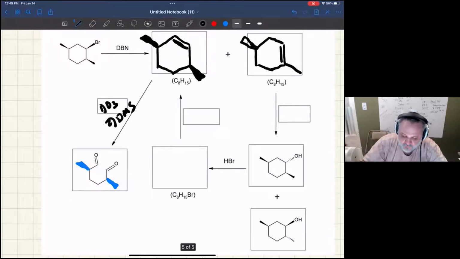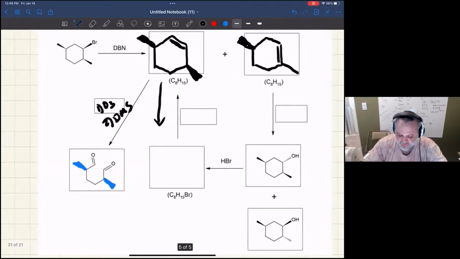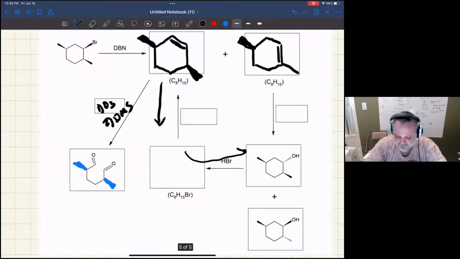Okay, so what's next? Well, I could go backwards this direction, but it seems like I would still need to be able to figure out that. And I certainly can. I can go any direction I want. I think I'm just going to go ahead and go this direction.